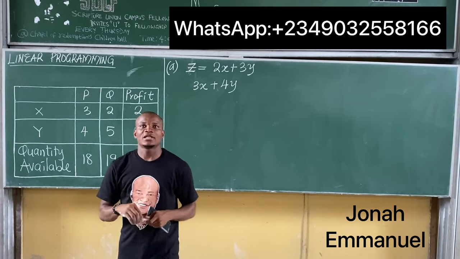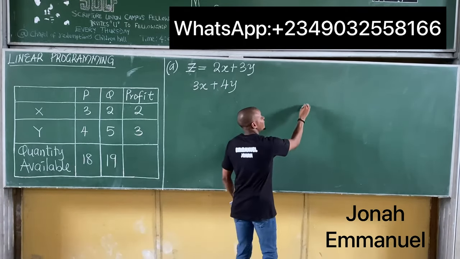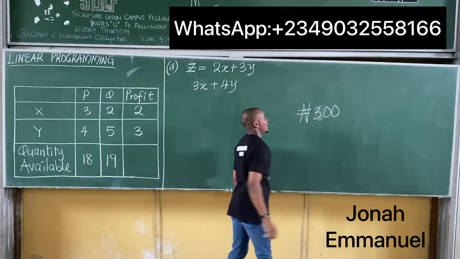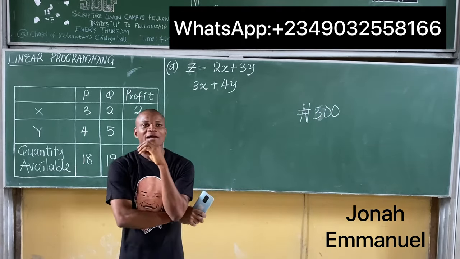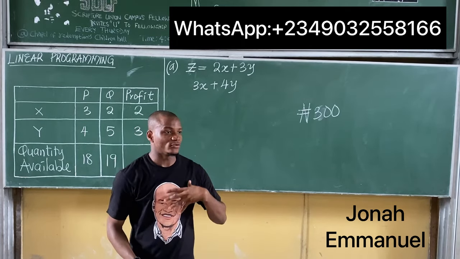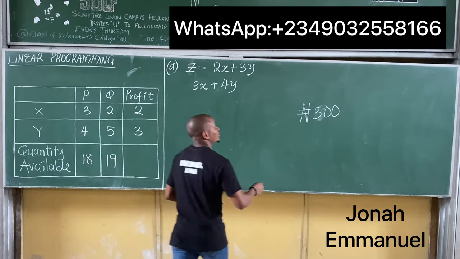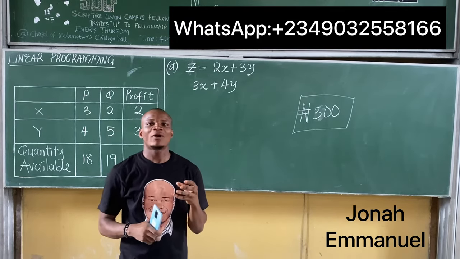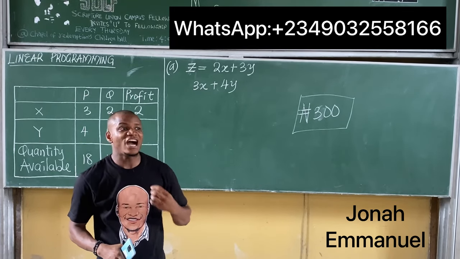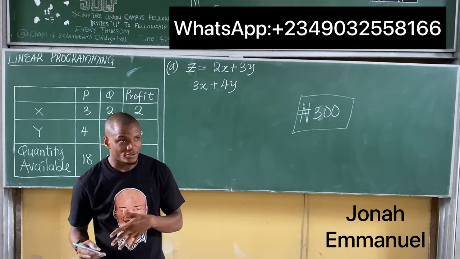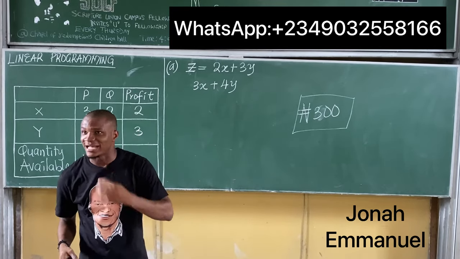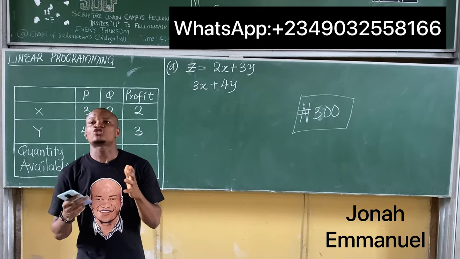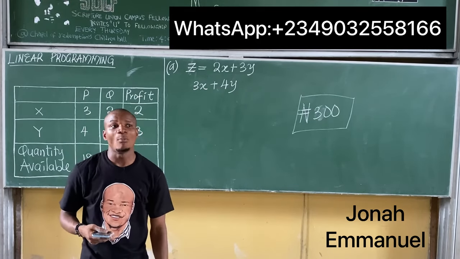Let's demonstrate this. I have 300 naira. For that 300 naira, I want to start selling shirts and trousers. I was given 300 naira to start up the business, and my thought is: how do I spend that 300 naira? How many shirts should I buy, and how many trousers should I buy in order to maximize profits? With 300 naira, do I buy more shirts than trousers, or more trousers than shirts? That's the whole idea about linear programming.